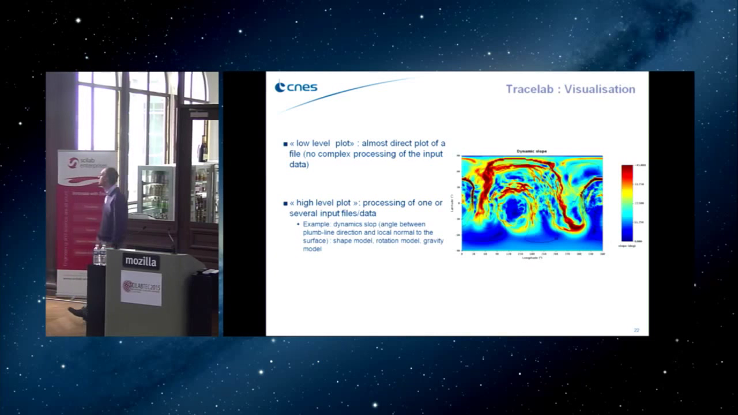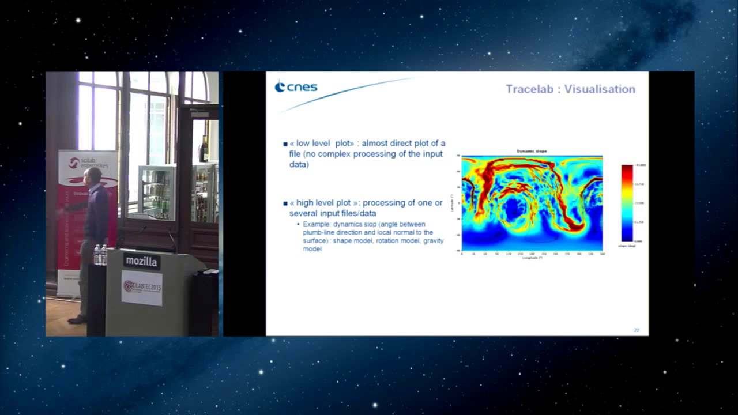A typical example is this map. It's the so-called dynamic slope. Actually, it's the best map to do some ski on the surface of the comet. You compute the angle between the plumb line and the local normal to the surface, and it tells you really if what looks like a slope is a slope, if you will fall down. So it's very important for the landing, for the stability of the lander.